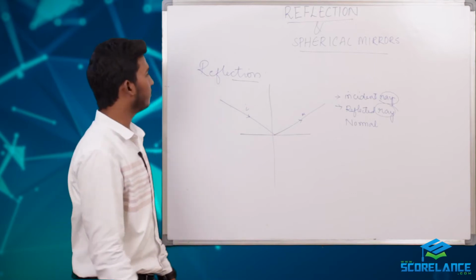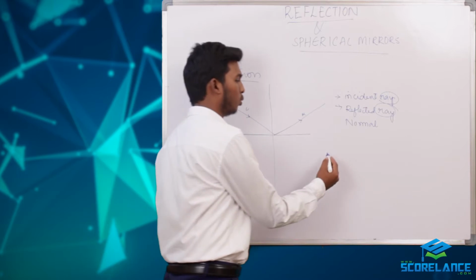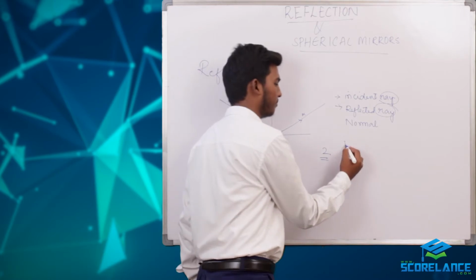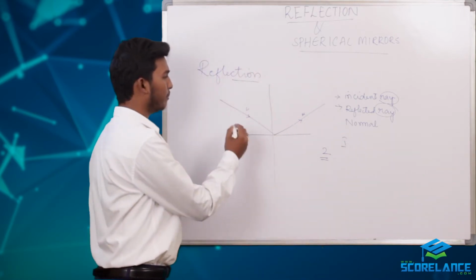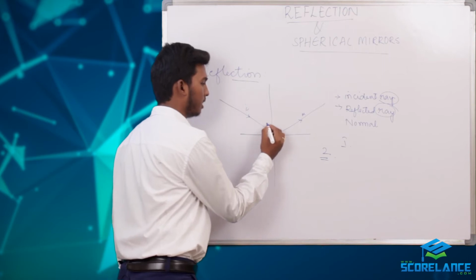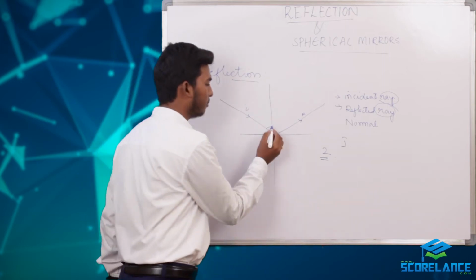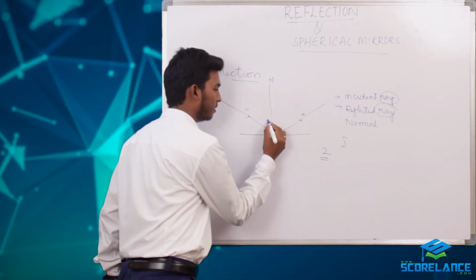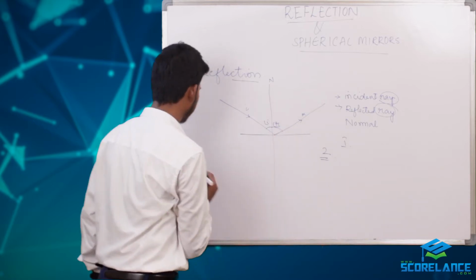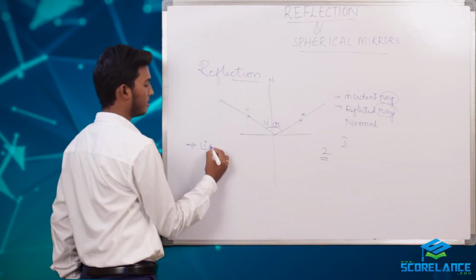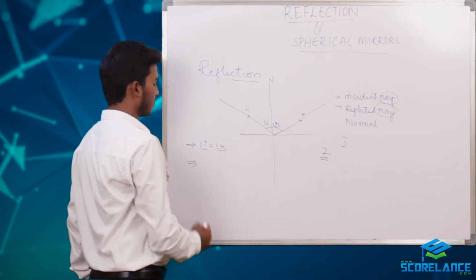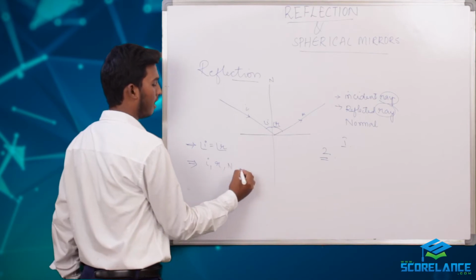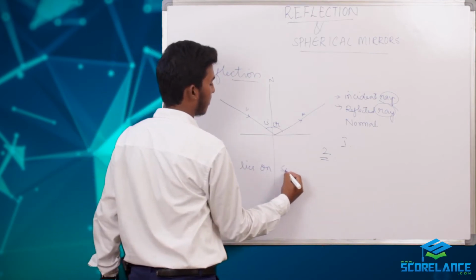For the time being, what are the laws of reflection? There are two laws of reflection. What are they? The first law states that the angle made by the incident ray with the normal is equal to the angle between the normal and the reflected ray. This angle is angle I and that is angle R. That is, the first law is angle I is equal to angle R. The second law states that the incident ray, the reflected ray and the normal lie on the same plane.